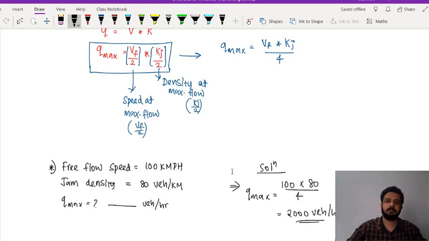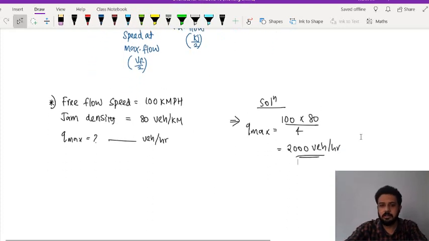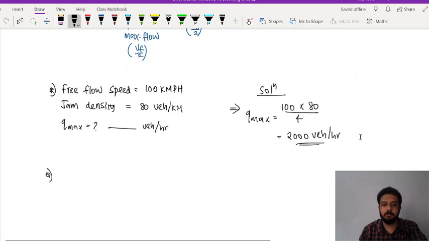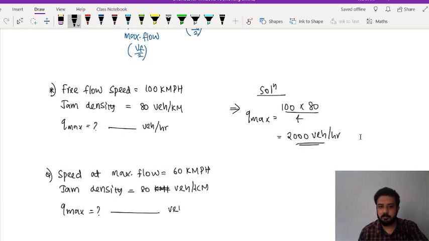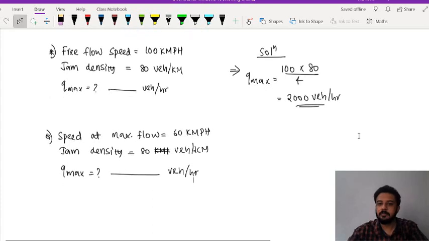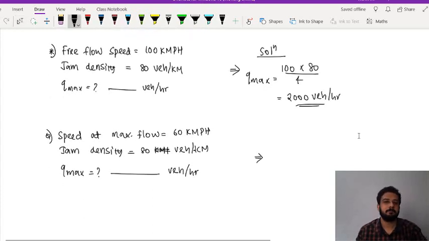So this can be a direct question, the simplest question, or what they can do is give the speed at maximum flow. The speed at maximum flow is equal to, for example, 60 kmph, and the jam density, same example I am taking, only I am changing the value of V, sorry, this is 80 vehicles per kilometer. Then what will be Q max? You solve it and check how much it may be.